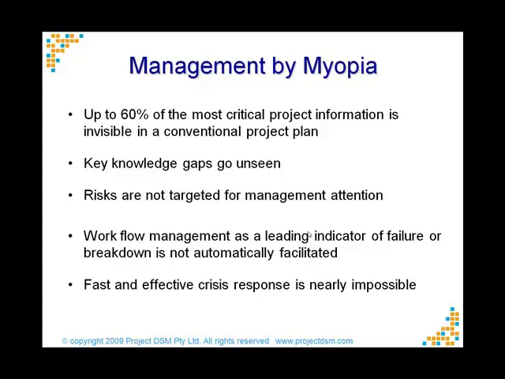Up to about 60% of the most critical information that we require to run our programs is not shown to us in a conventional plan. Now this is primarily the feedback information. Programs are in fact complex webs of information. They are highly iterative. There are tasks which have to be done and redone. And any of us that have been around it knows that that's how the real world is.